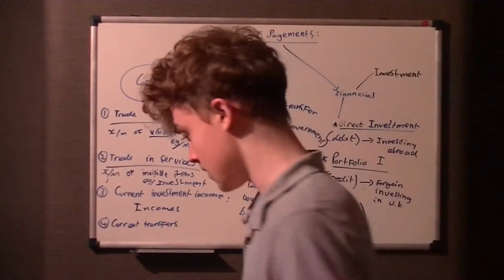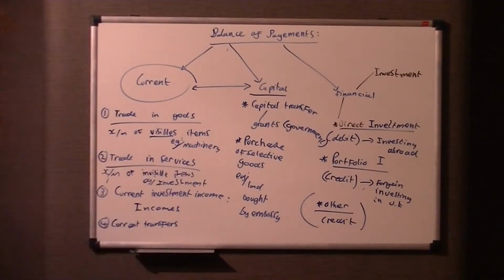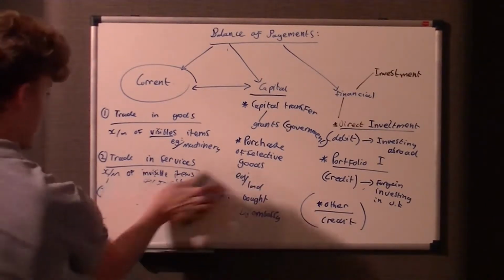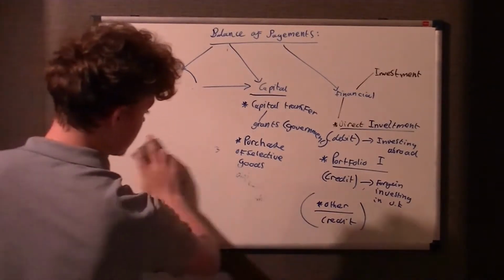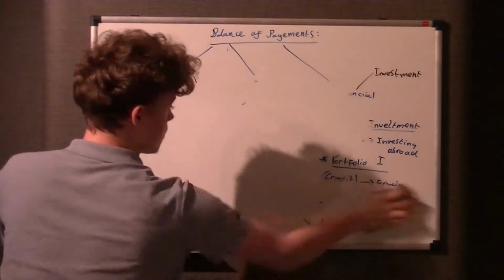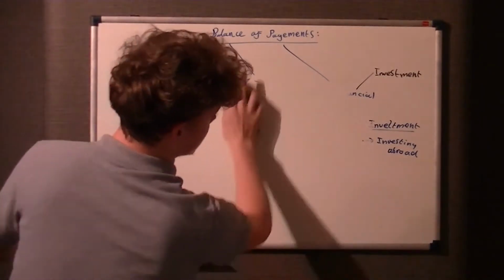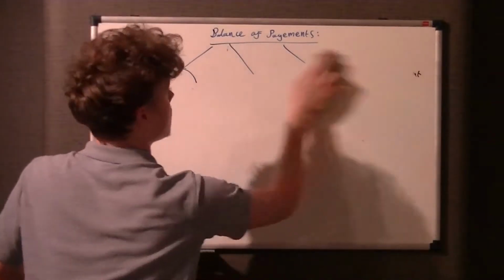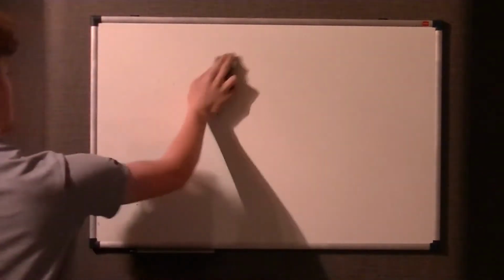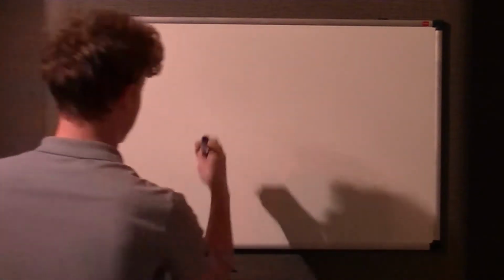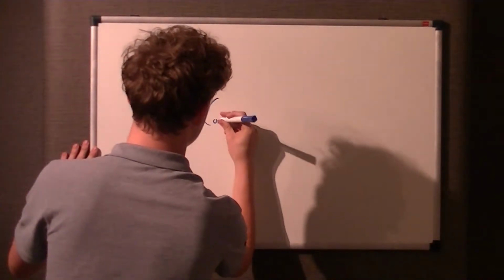I'll just rub that off, give you a minute to copy that down. So basically, I'll just get rid of these. Oh, I could have left that on, actually, never mind. You can write it back down if you want to, but I'm not going to write it back up. I'll get rid of the balance of payments, because I'm going to do a mind map now of the capital account. Sorry, the current account even.